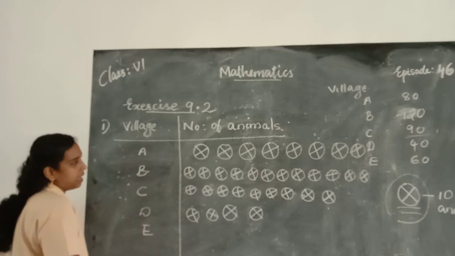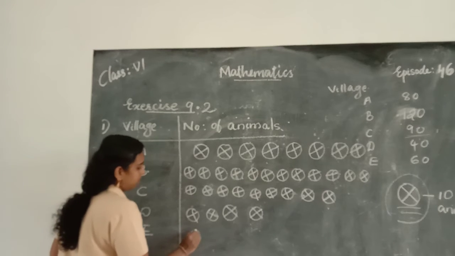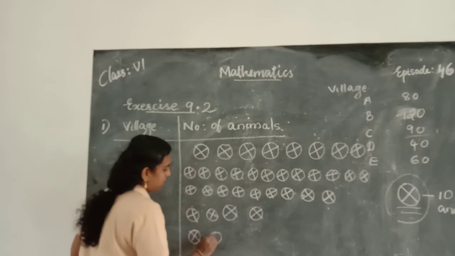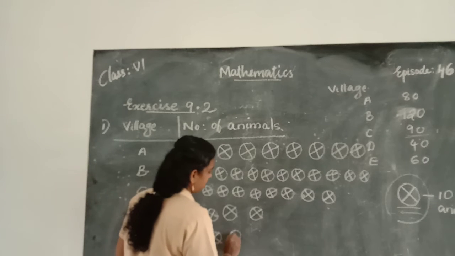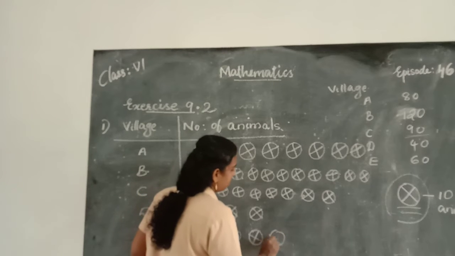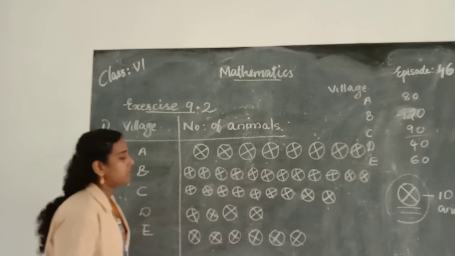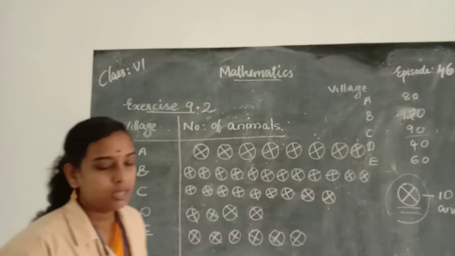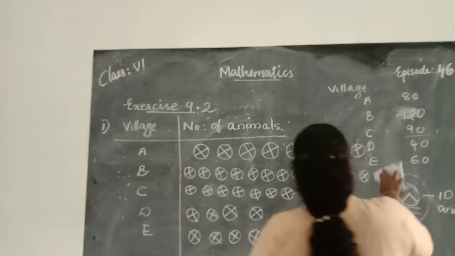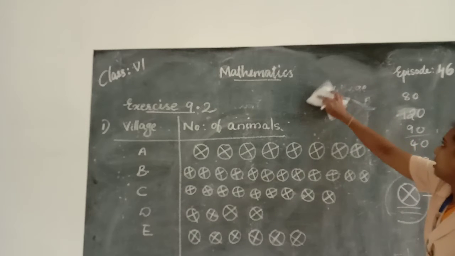Then village E. There are 60 animals. So 10, 20, 30, 40, 50, 60. Okay, so 60 animals. So in this way you can draw the pictograph from the given data.